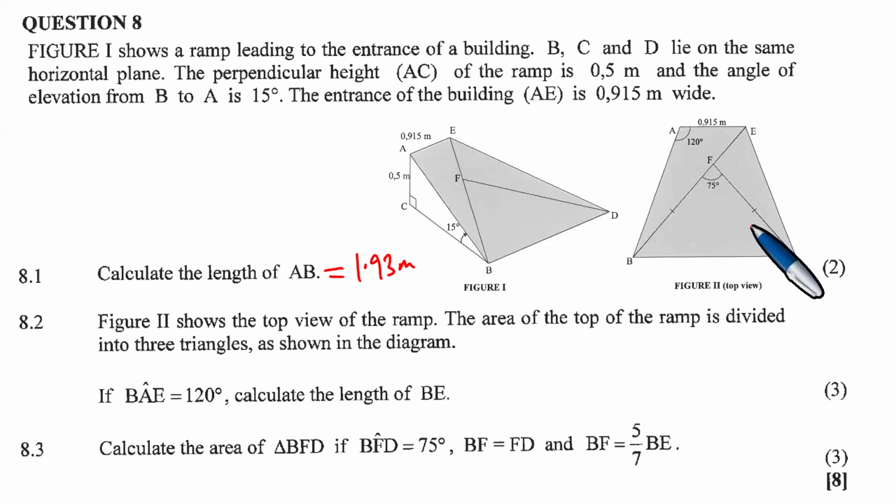Figure 2, which is this one, shows the top view of the ramp. The area of the top of the ramp is divided into 3 triangles, as shown in the diagram. If BAE is 120 degrees, and there it is, the size of this angle here is 120 degrees. Calculate the length of BE. Right, we need the length of BE.